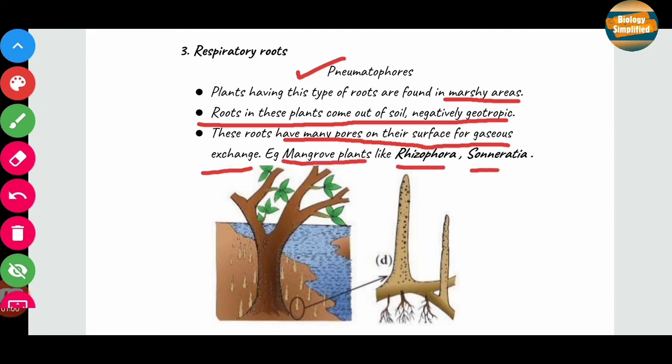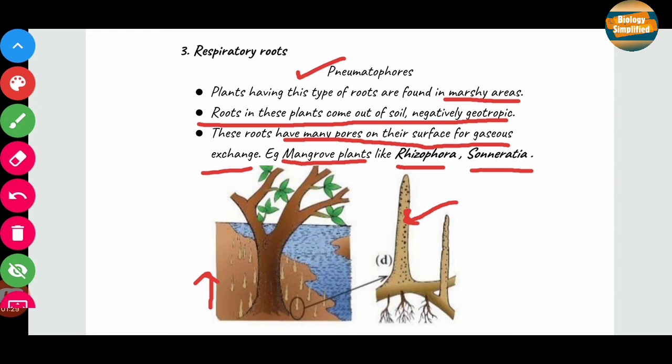Example, mangrove plants like Rhizophora. These are found in mangrove areas, which are marshy areas. Water content is high in these areas. Here you can see in these diagrams, the roots are growing upwards. They are negatively geotropic and they have pores for the gaseous exchange.